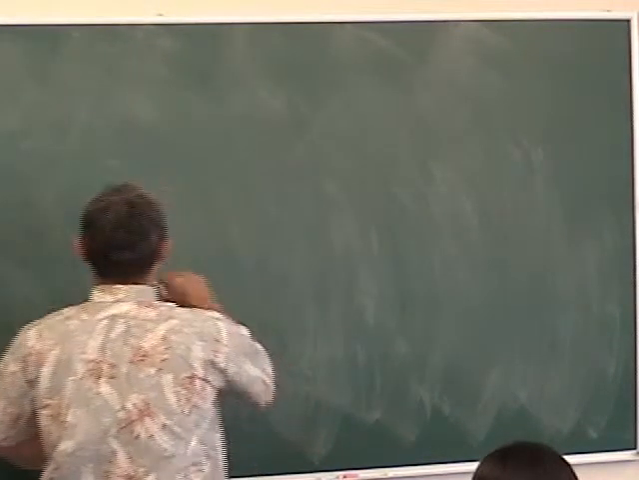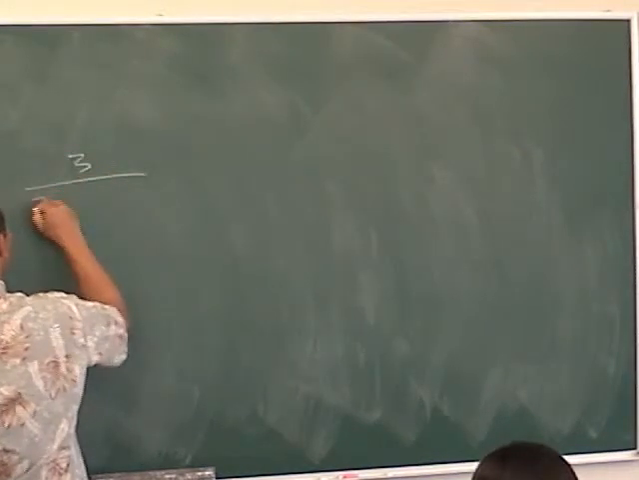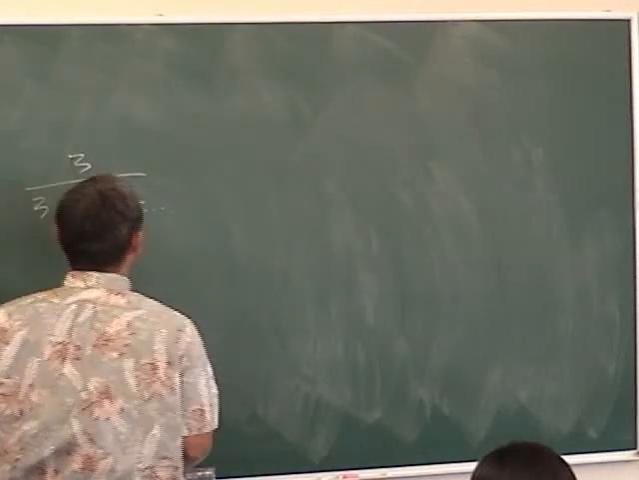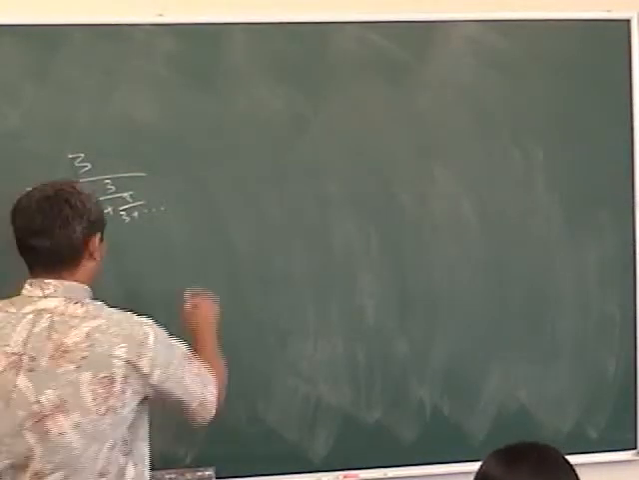We're going to make it a little more different. 3 over 3 plus 3 over 3 plus 3 over 3 forever. We call this a continued fraction, because the fraction continues. Okay? Well, that's why they call it this.